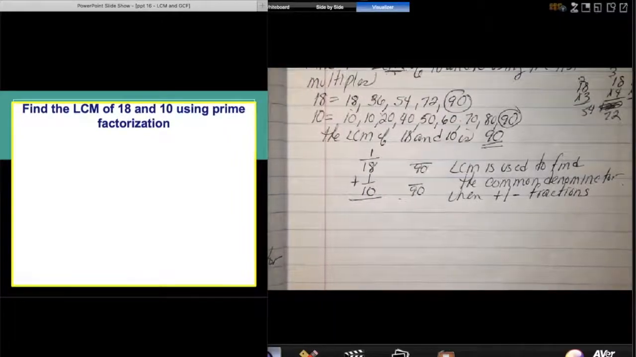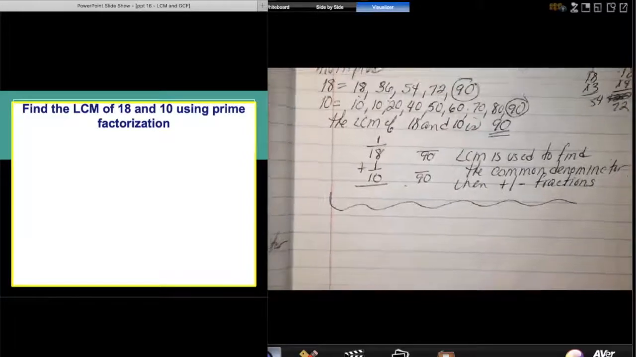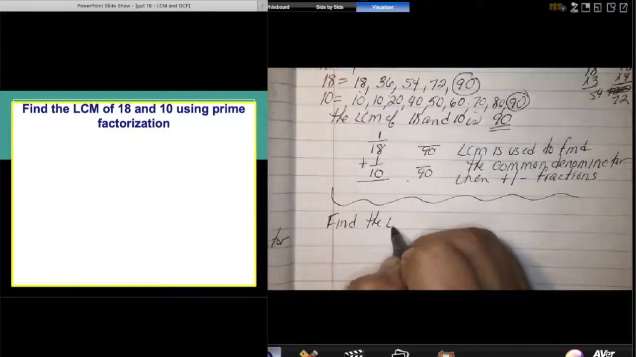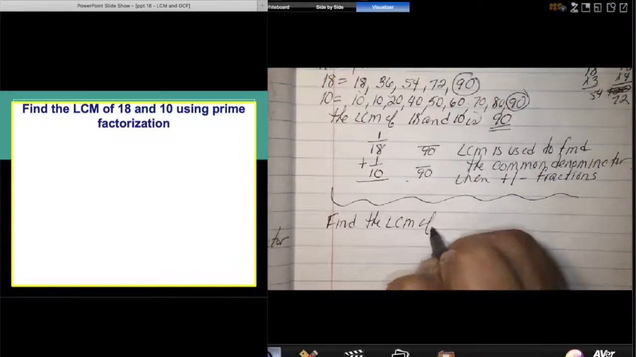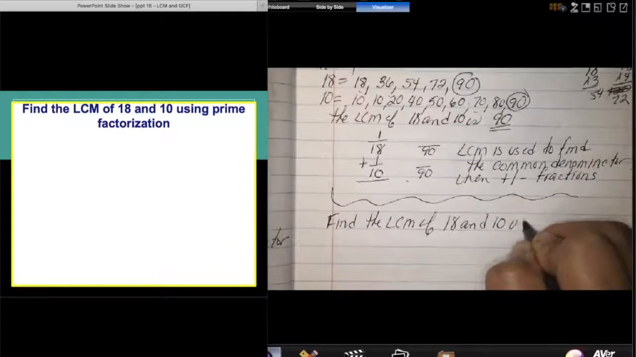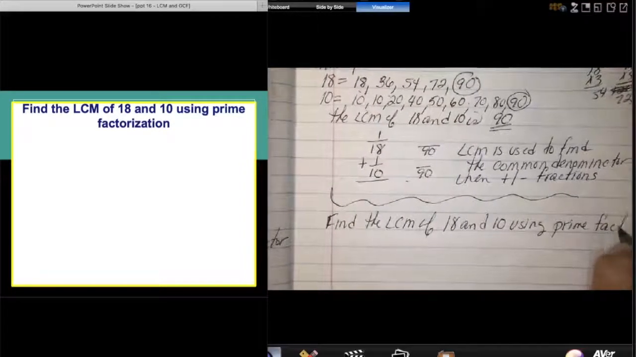Let's go ahead and find a different method to find the LCM using prime factors. Find the LCM of 18 and 10 using prime factors. Prime factors or prime factorization.